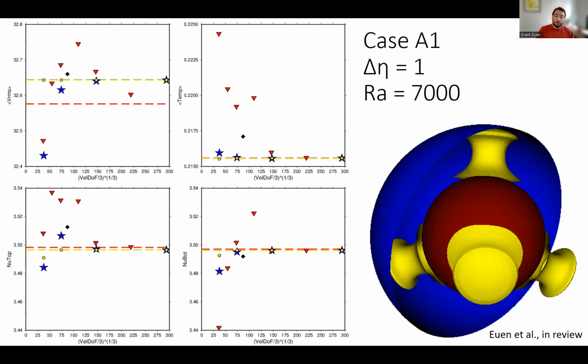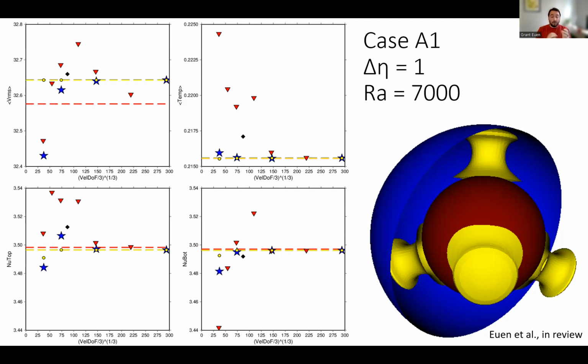So let me run through one or two of these cases with the couple of minutes I have left. A1 is the sort of starting case here. It has a constant viscosity throughout, a delta eta of 1. The Rayleigh number is 7,000, so we're on the low end of the spectrum. It is one of the tetragonal cases. And on the left, you can see our various results comparing ASPECT and CitcomS.